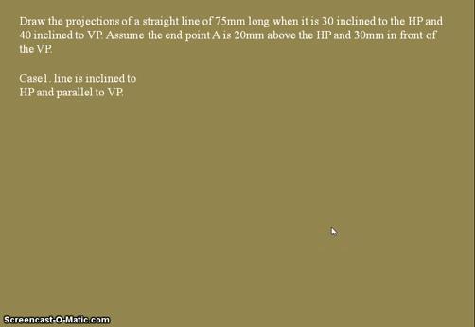So here we need to consider two cases again. The first case is the line when the straight line is inclined to the horizontal plane and parallel to the vertical plane. So the inclination is as per the given condition, 30 degrees inclined to the horizontal plane. In this condition, inclined to the horizontal plane and parallel to the vertical plane, we need to draw the projections for the given straight line. That is the first case.